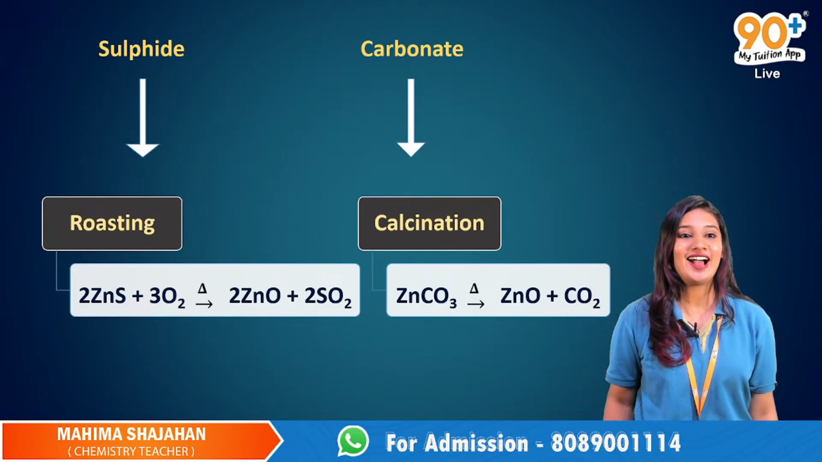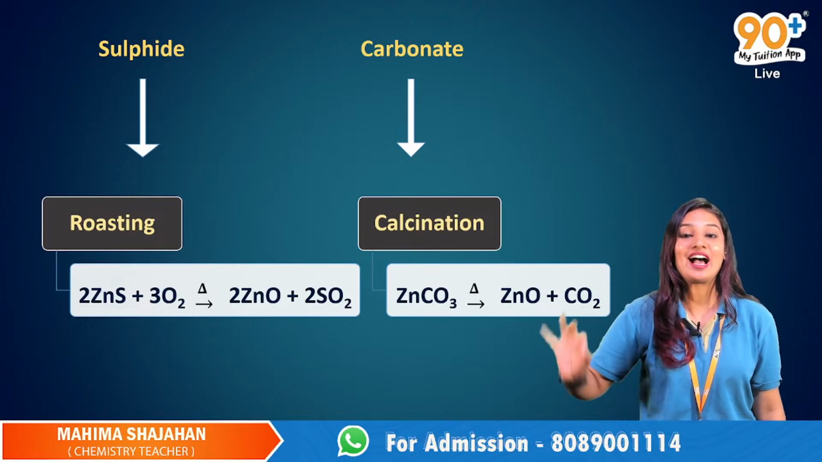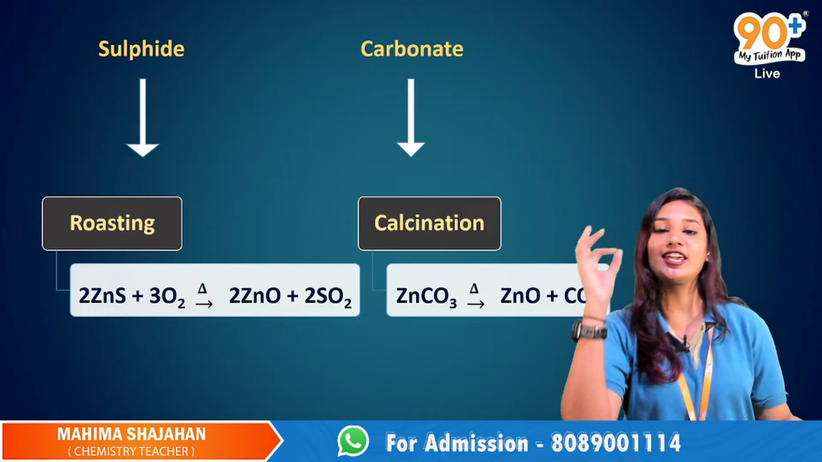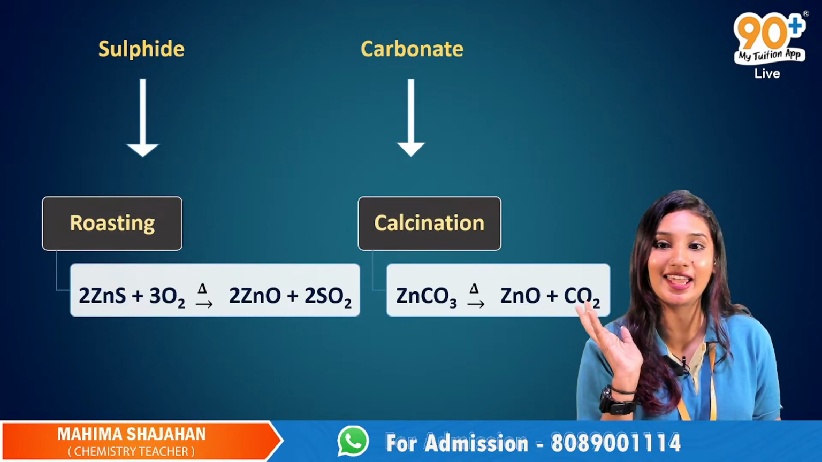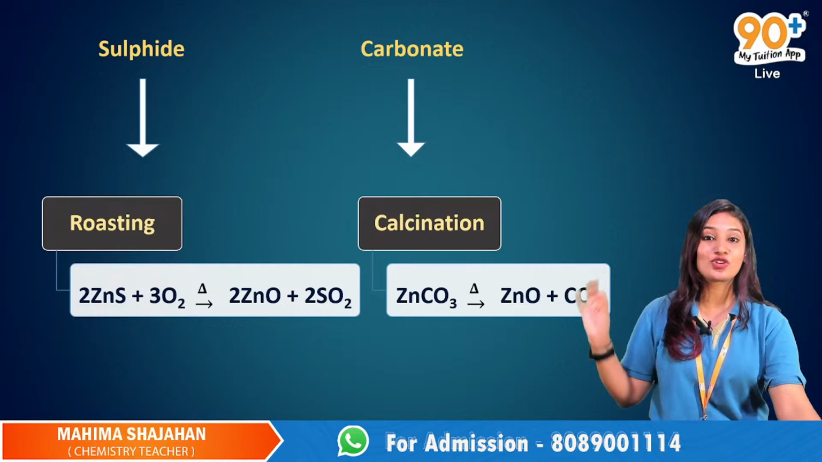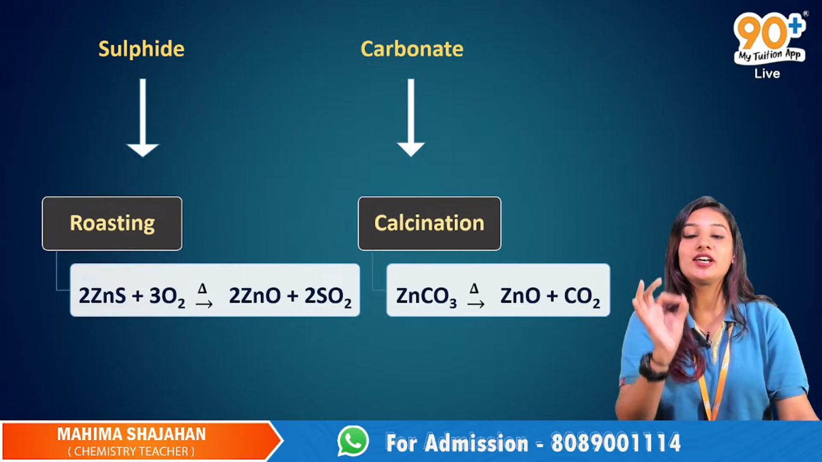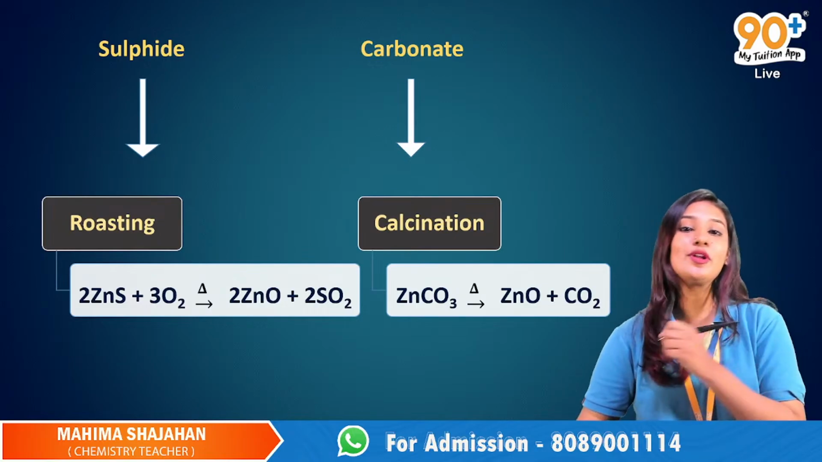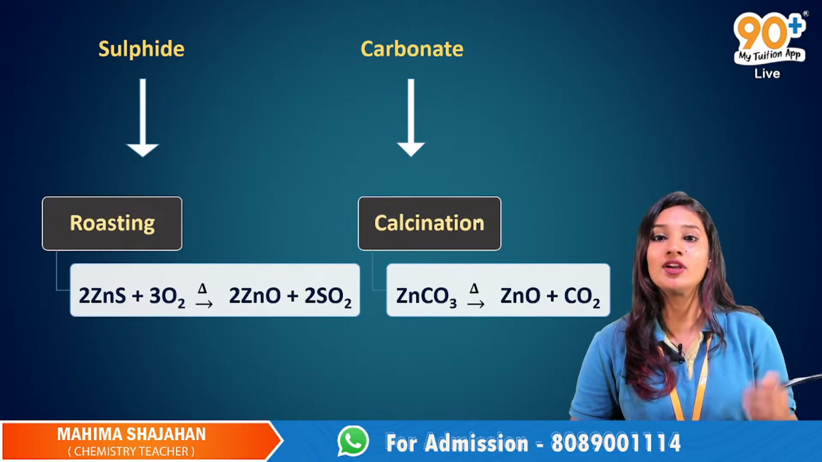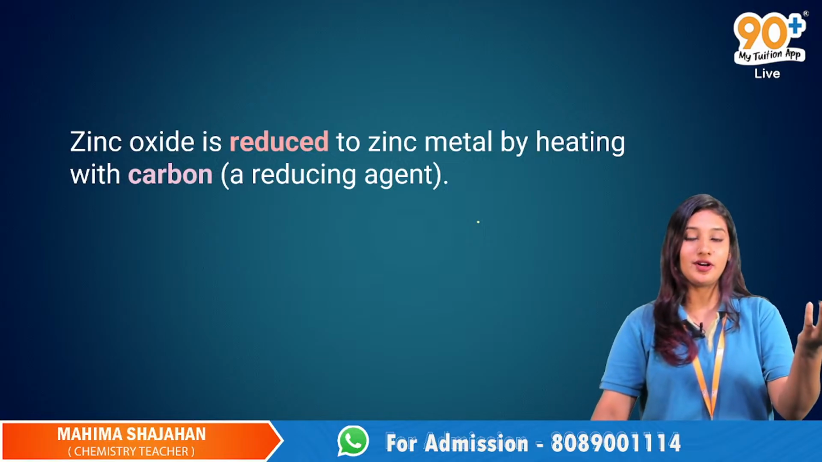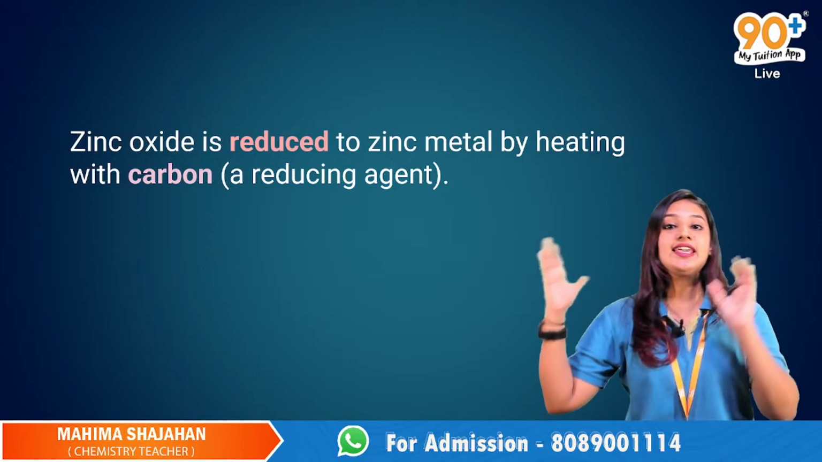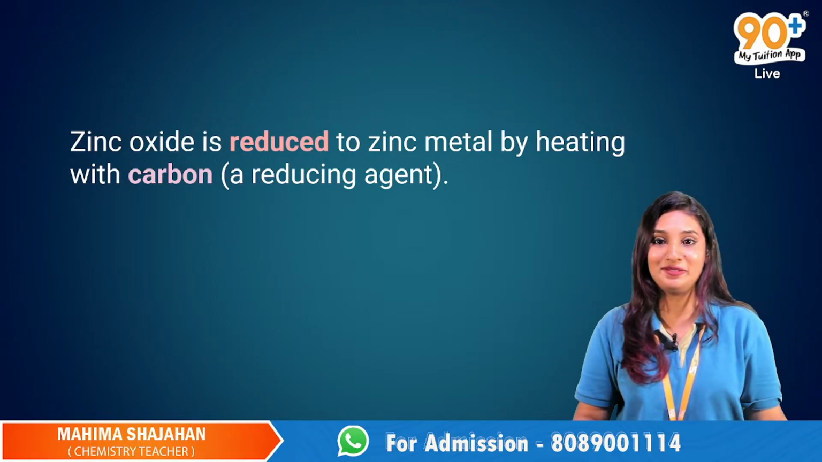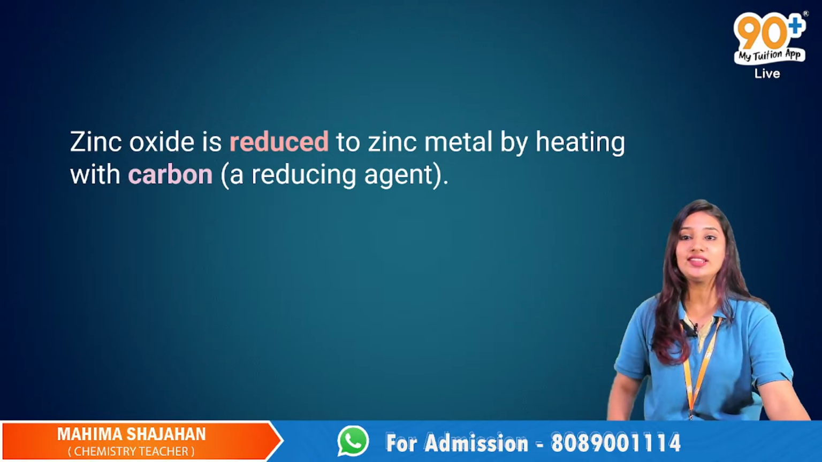Very good. I have to conduct reduction. Now, how do we reduce the metal oxide? This oxide is treated with a suitable reducing agent. The most common reducing agent that we use is carbon in the form of coke. Now, the zinc oxide which is obtained is reduced into the metal by heating it with carbon.